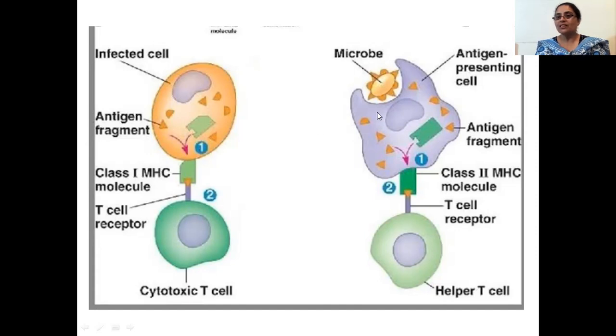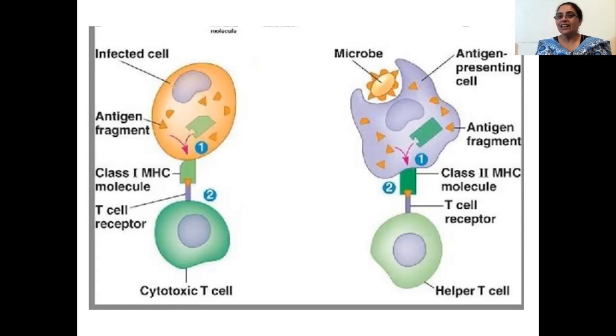What happens in the case of MHC class 2? MHC class 2 is the one which is present in antigen presenting cells. They are not present in all the normal cells. Antigen presenting cells are usually macrophages, dendritic cells, B cells. So when a microbe enters into the antigen presenting cells, it breaks the microbe into different fragments. That means they will process the antigen. That is why they are called antigen presenting cells.